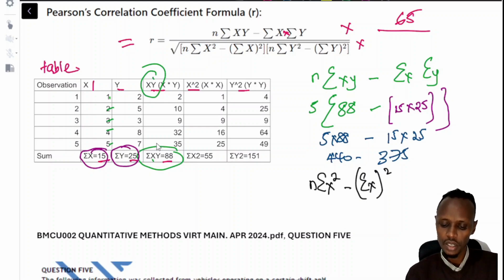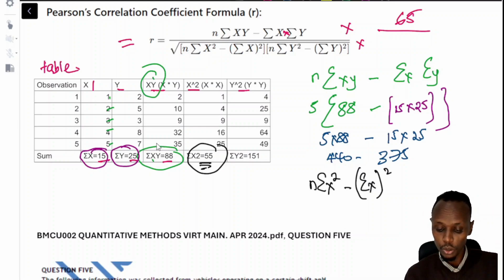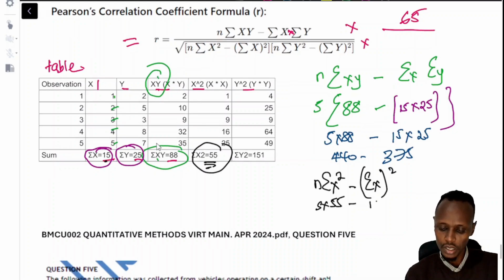What does this mean? Where is x squared? X squared is here. So what do we do? 5 times 55, minus 15 squared.